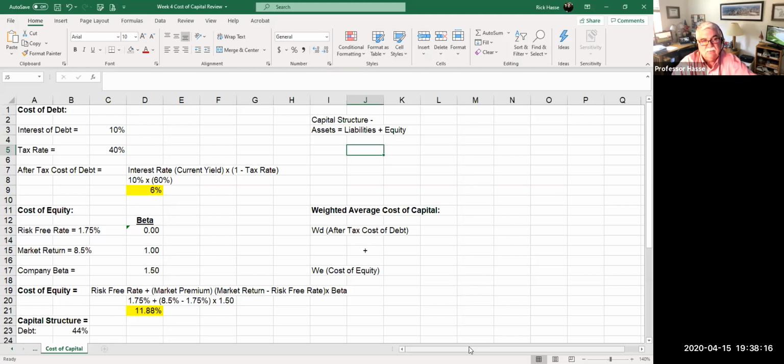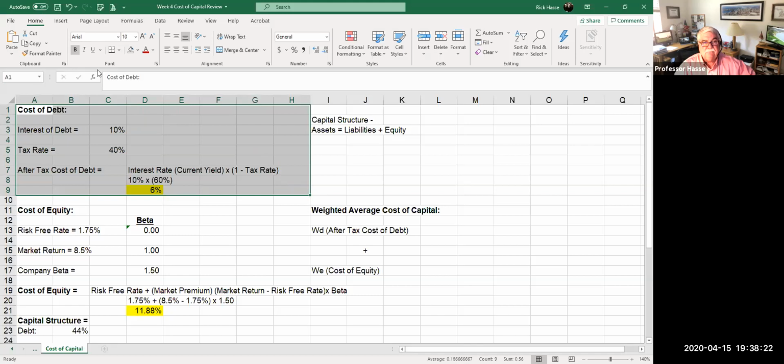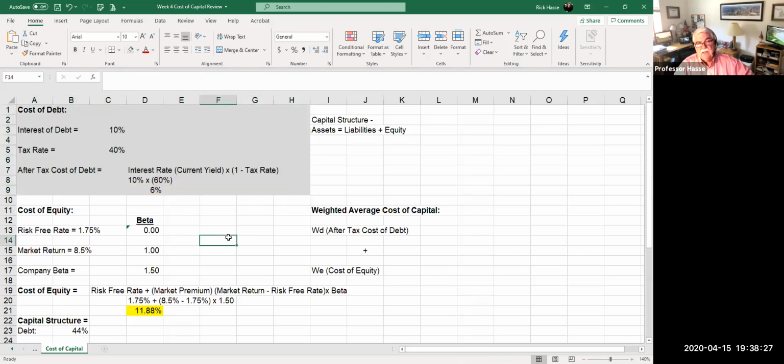That's how we do this. So let's look at this example. We're going to concentrate on this section here right off the bat. Let me highlight it. It's the cost of debt. In this example, the average interest on the company's debt position is 10%. Their debt is costing them 10%. Their company's tax rate is 40%. That's their average tax rate.